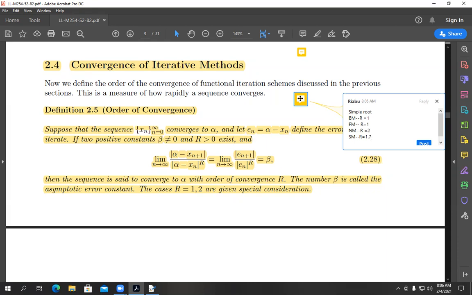So now you can see here, R equal to 1 we call simply linear. R equal to 2 we call quadratic, and R equal to 1.7 we call superlinear. Superlinear means not linear, better than linear, but of course not better than the quadratic case.